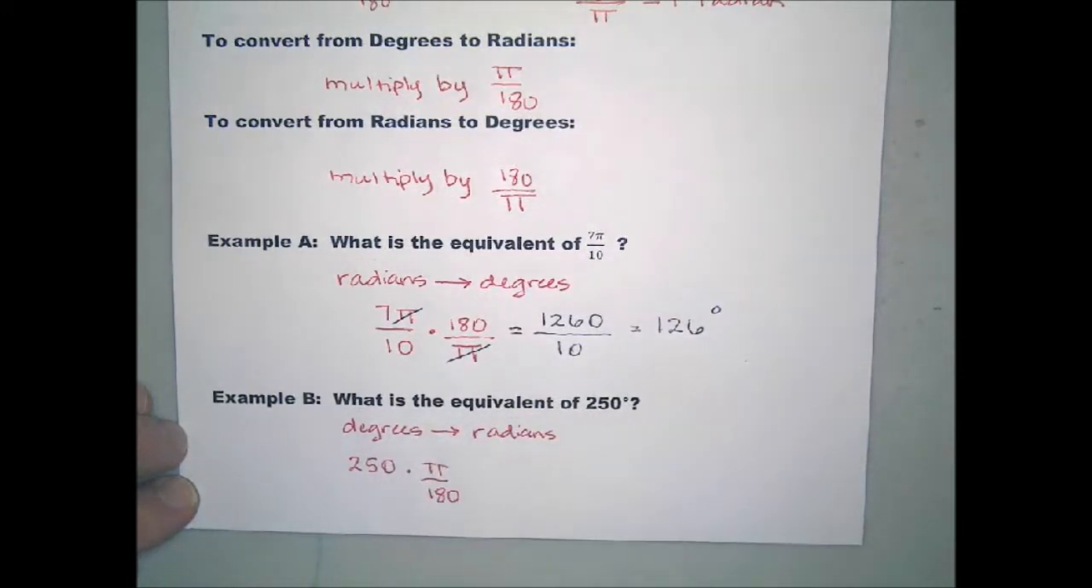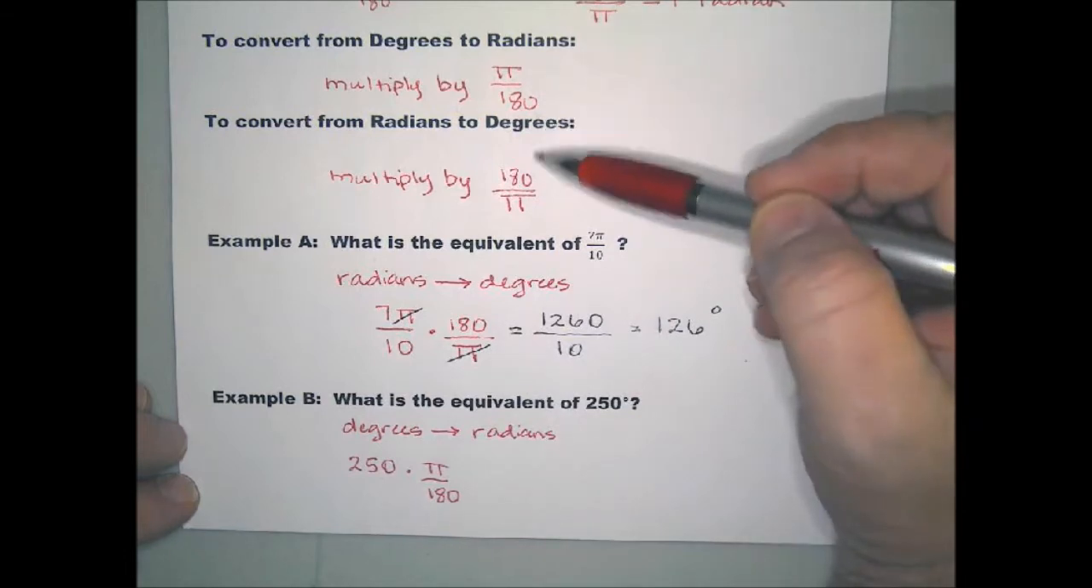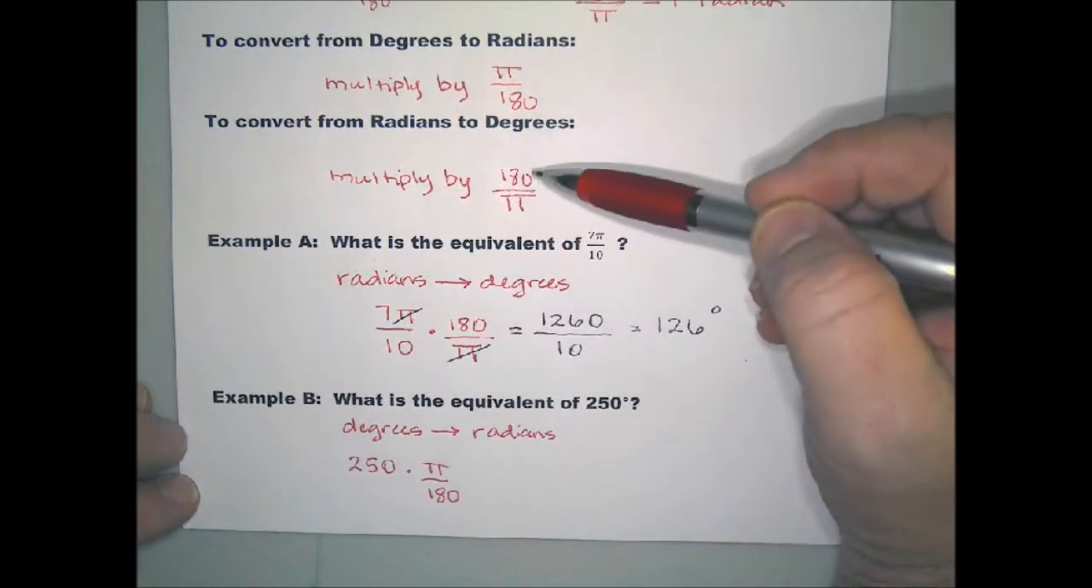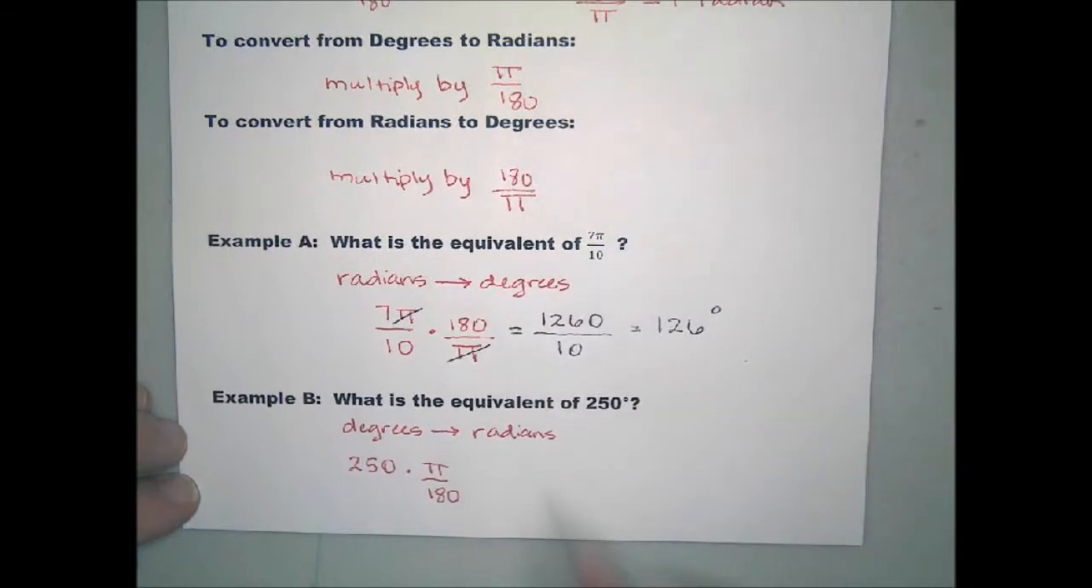Because again, if you use the same little memory device that I told my students, these degrees do not have a pi in them, and they're not going to have a pi in them. Degrees is not going to have pi, but radians is. So between these two things, which one am I going to have to do that makes the answer include a pi? Well, pi over 180.